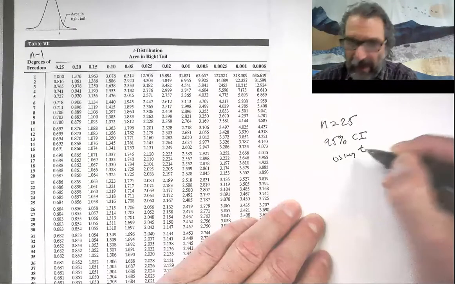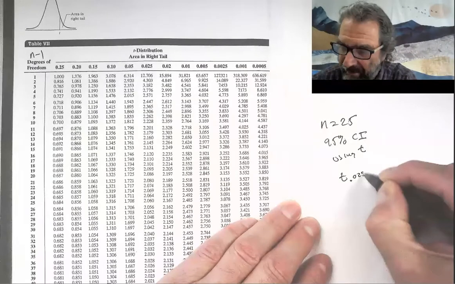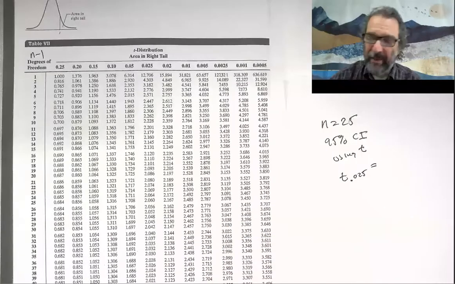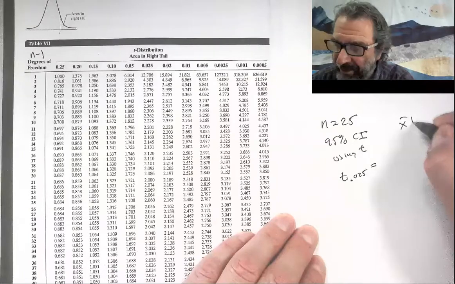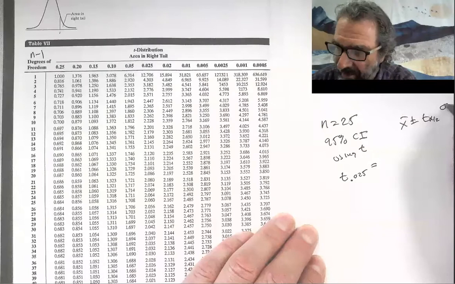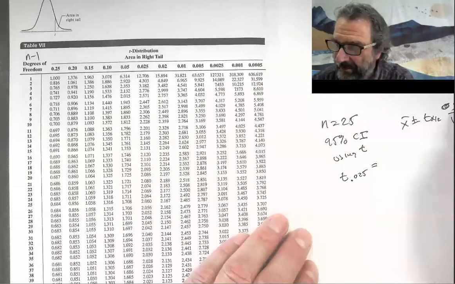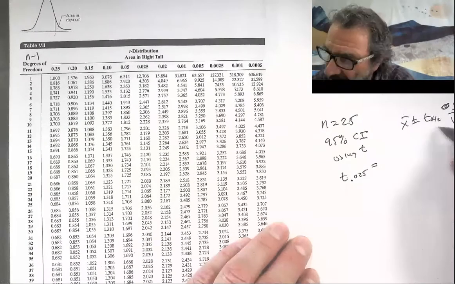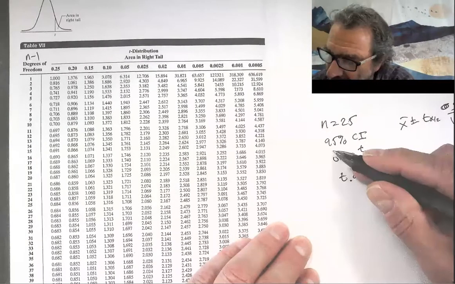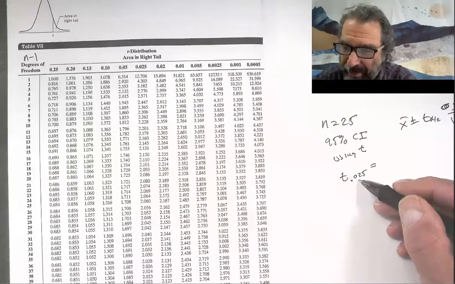The t alpha over 2, 0.025, we have to find it. That's going to be in there because it's going to be x bar plus or minus t alpha over 2 times s over root n. I wrote sigma, but I was just thinking standard deviation. So I need t alpha over 2 for 95%. Alpha is 5%, alpha over 2 is 2.5%. So I'm looking for the tail probability to be 0.025.